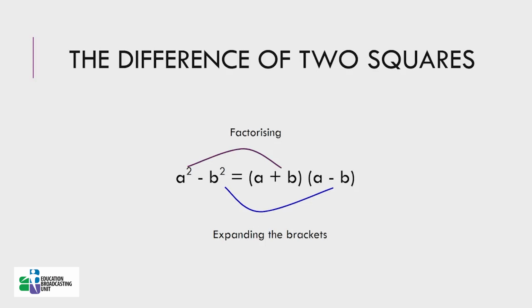Our last step is to put in our symbols. One symbol will be a plus sign, and the other would be a subtraction sign. So in our first bracket, we put the plus sign, and in the final bracket, we put our subtraction sign. There we have factorized our expression. Let's do some practice.